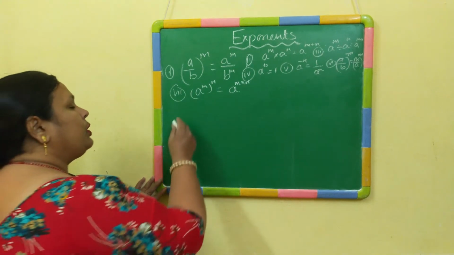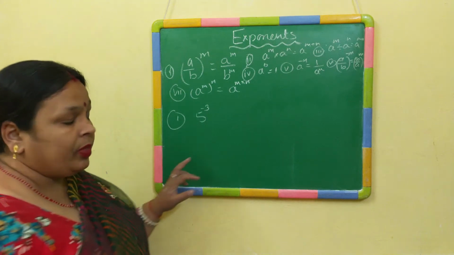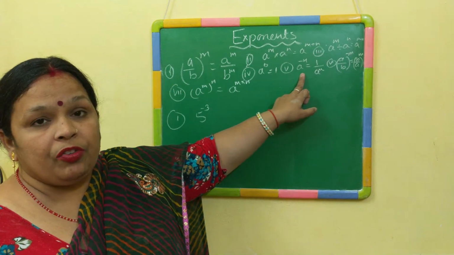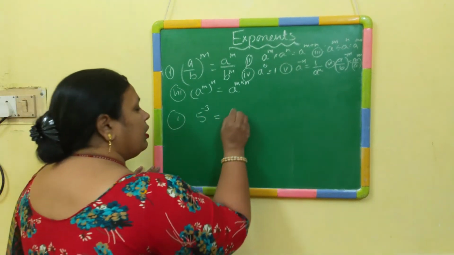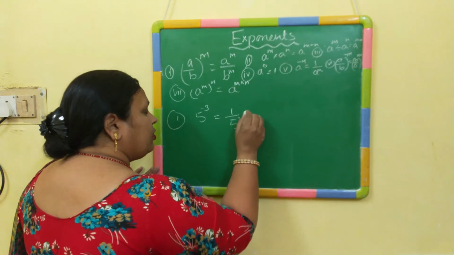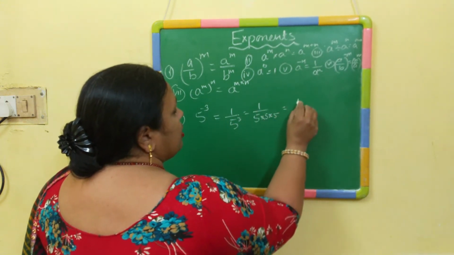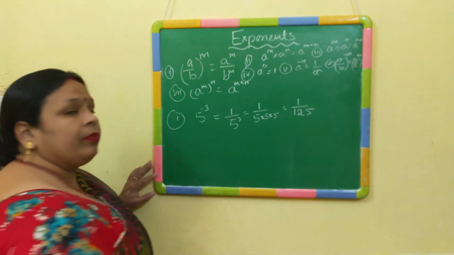Now let's take the first example, 1 by 5 power minus 3. This question will be solved using this rule. This can be written as 5 power 3 by 1, which is 5 into 5 into 5, that is 25 into 5, which is 125.